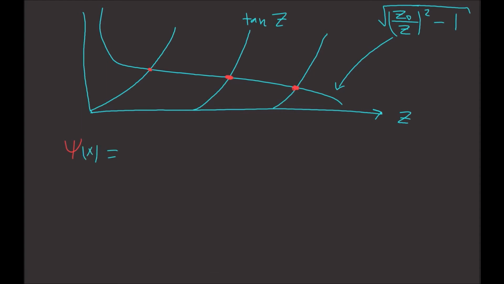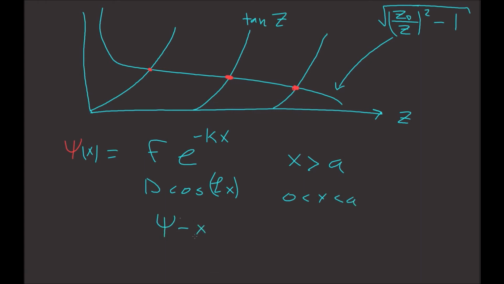The wave function is psi of x equals f times e to the minus kx for x greater than a, and then d cosine of L times x for x between 0 and a, and then psi of minus x for x less than 0. So we will normalize this psi function to find f and d, but we're going to do this in a separate video, and the link is at the top right corner here.